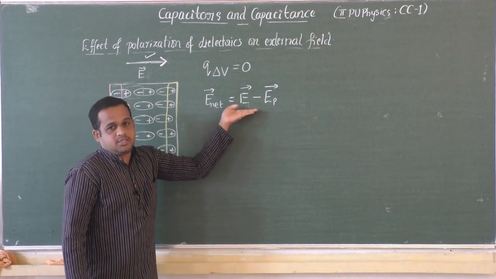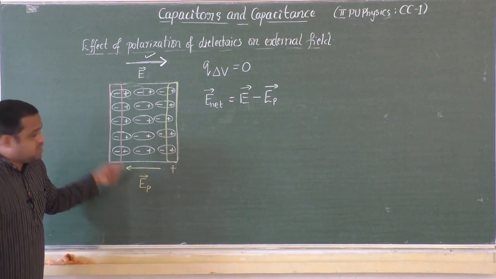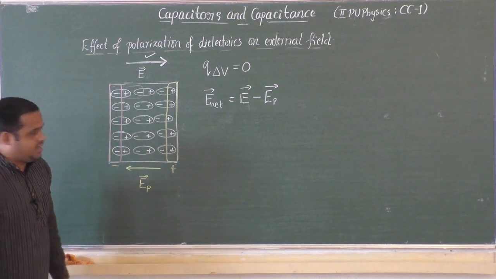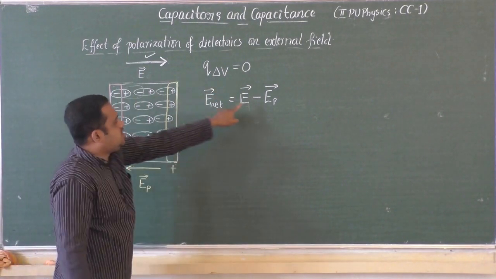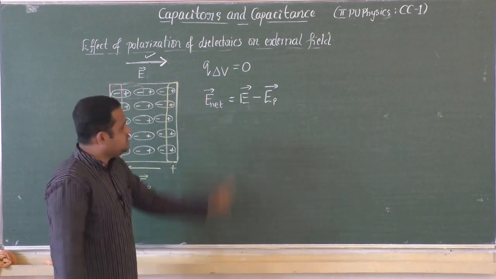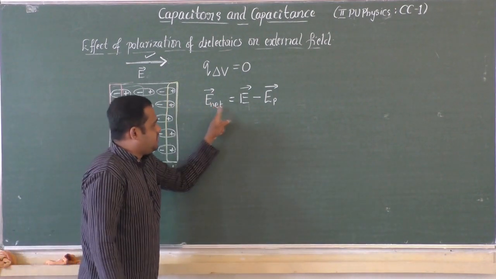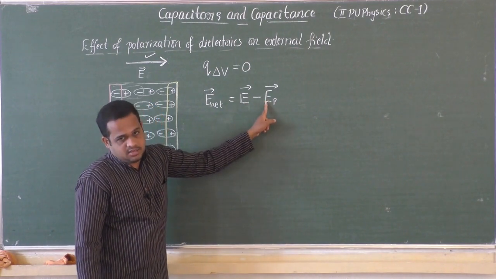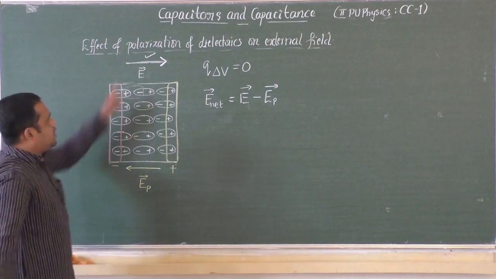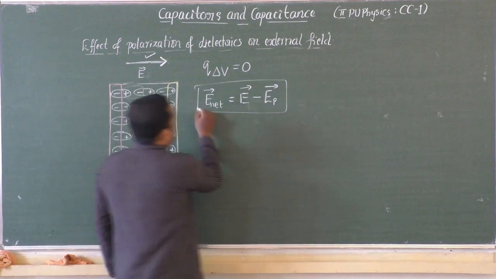That is explained here. Due to polarization of dielectrics, whenever a dielectric is placed in a region, the strength of the external electric field in that region decreases. So the net electric field is given by the external field minus the electric field produced by polarization. This is the effect of polarization of dielectrics on the external field. So net electric field is equal to E minus EP.